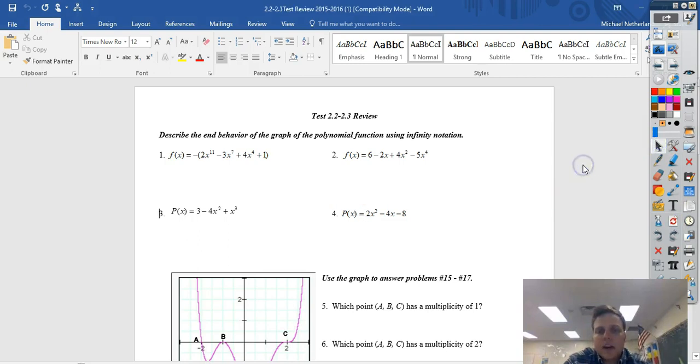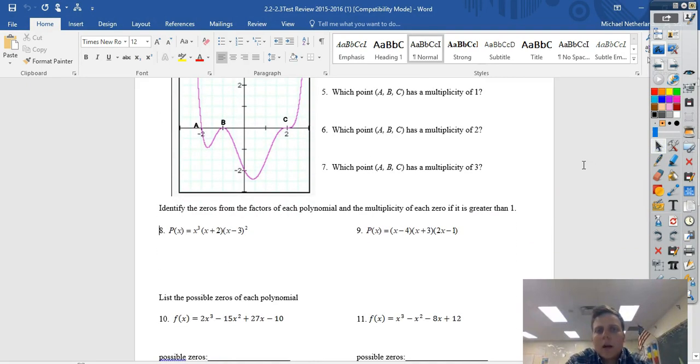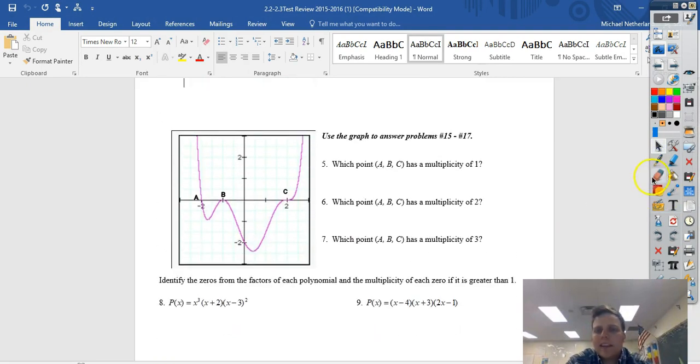Okay, problem number 5. Problem number 5 says, which point, A, B, or C, has a multiplicity of 1? You should remember that to have a multiplicity of 1, you look like a line when you're crossing the x-axis. A is the only one that looks like a line when crossing the x-axis. So A. Which point has a multiplicity of 2? That means you should look like a parabola when crossing the x-axis. B looks like a parabola when crossing the x-axis.